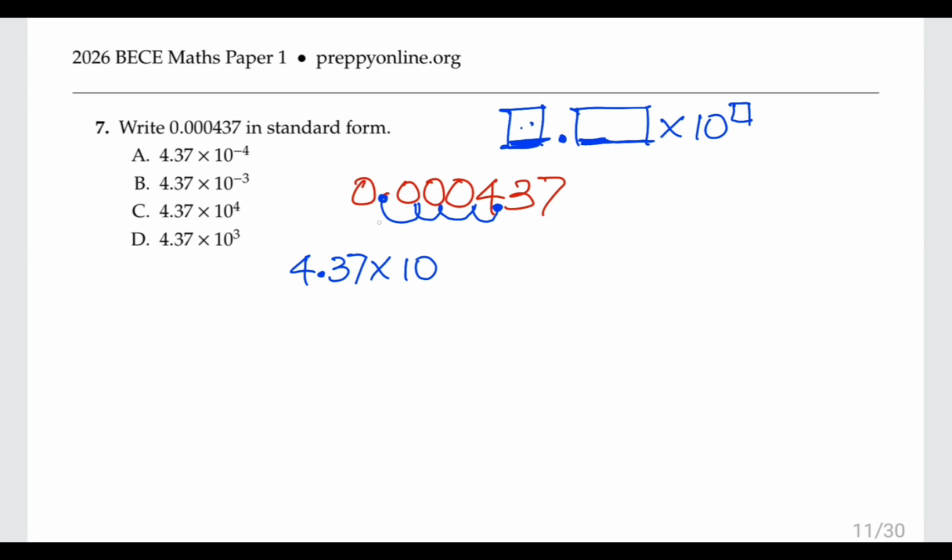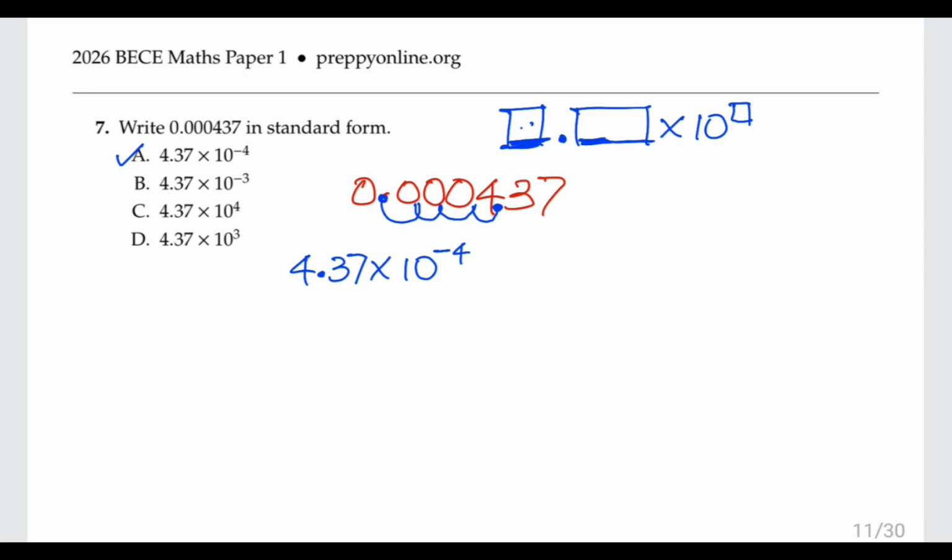Now the power, because we had to move 4 times, has something to do with 4. But in this case, because the number is less than 1, it's minus 4. Or if you like, because we had to move to the right, it's minus 4. If we had to move to the left, then it would be plus 4. So that gives us the answer as A.